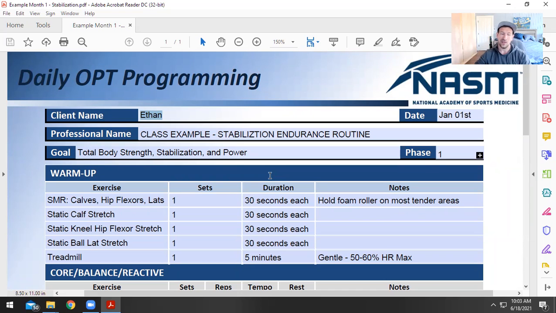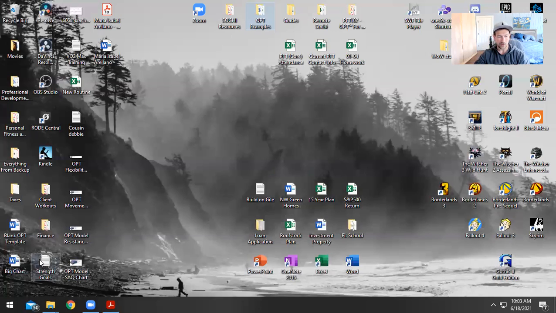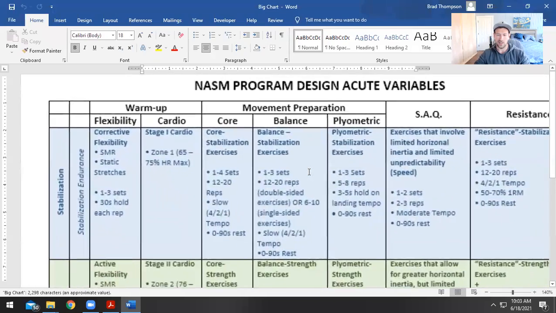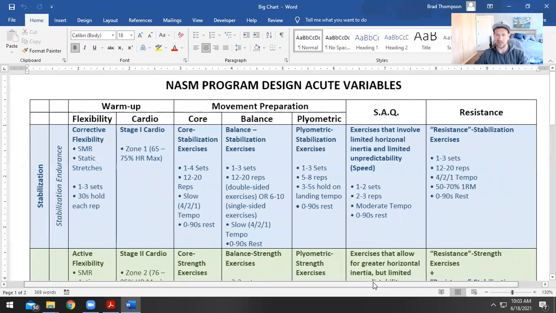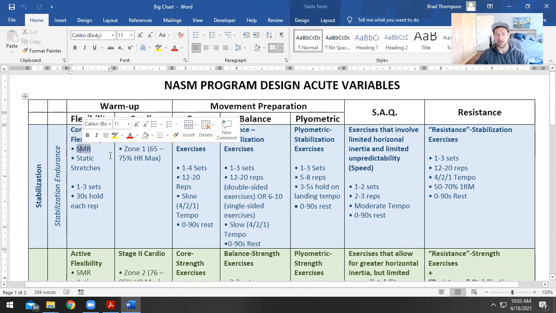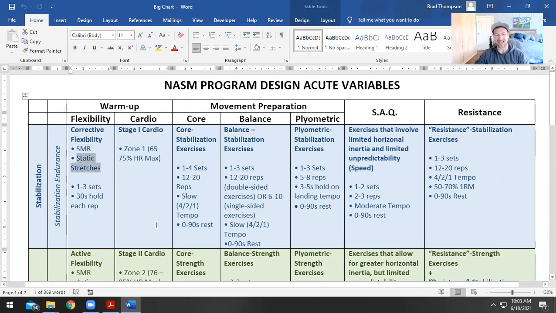So for month 1, I'm going to pick corrective exercise, right? Look at the big chart. I'm going to follow all my rules here. Because this is month 1, I've got to stay in the blue section here, right? So I'm going to pick corrective exercise. So I'm going to pick foam rolling and static stretches.